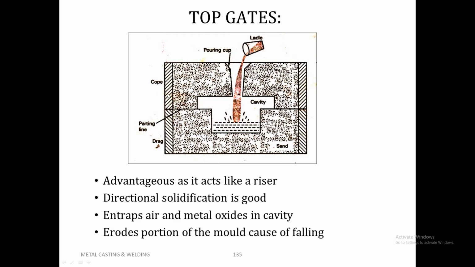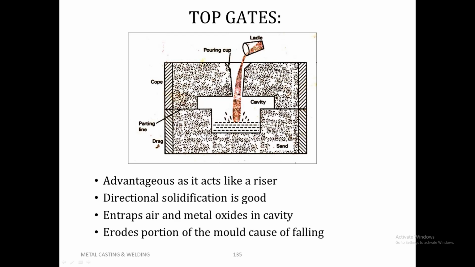Parting line is the one that separates the cope and the drag. The top gate, so called because the molten metal from the pouring basin is fed directly into the mold cavity. Okay, so you can see this here on the figure. So top gate on one hand is advantageous because hottest metal remains at the top of the casting. This promotes directional solidification from the casting towards the gate.